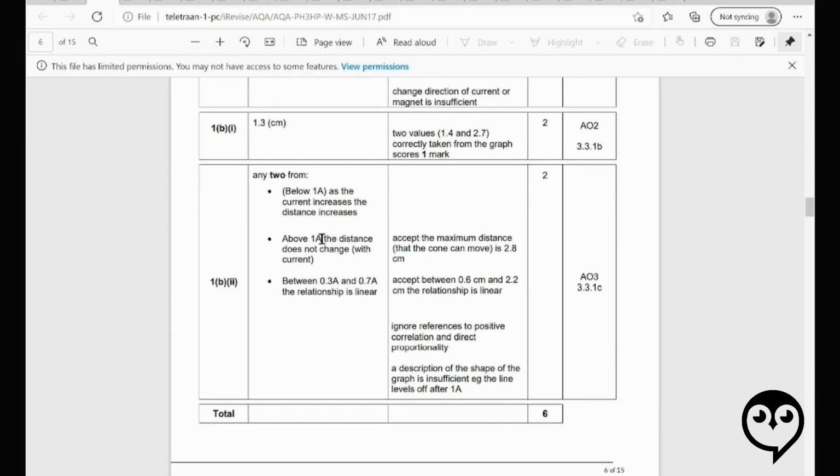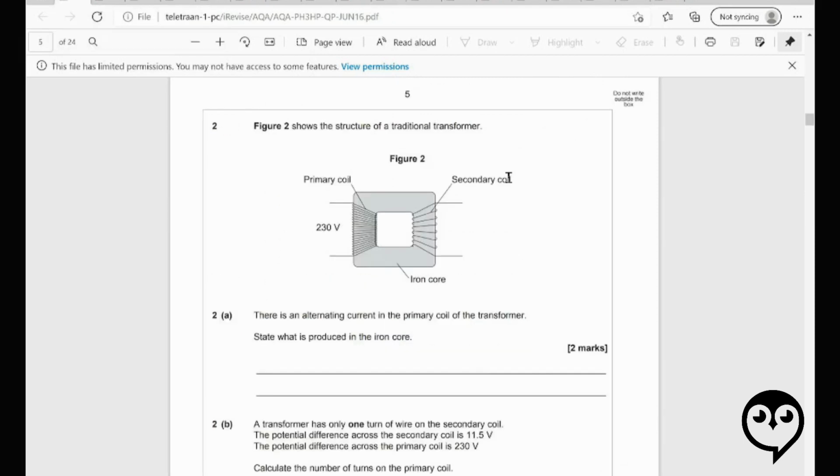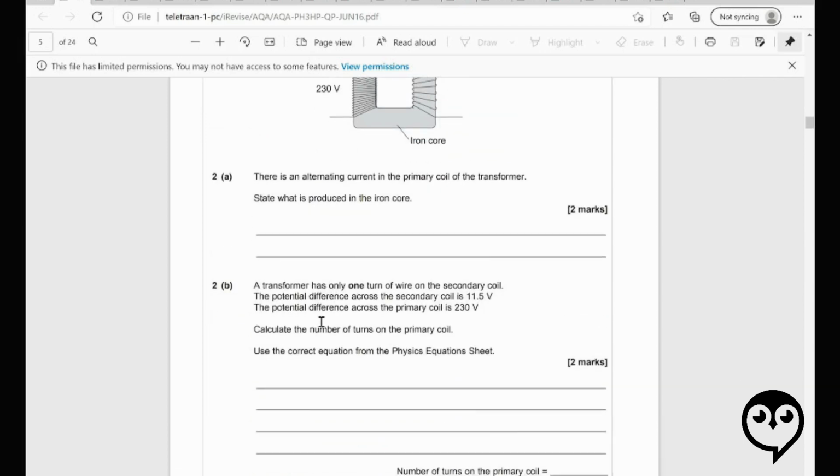So anything else you might want to reference there, pause and take a look at what else there's left. This is a June 2016 paper 3. Again, we'll do a few transformer questions. There's an alternating current. State what is produced in the iron core. It's an alternating magnetic field. That's what's happening in the iron core. An alternating magnetic field is being produced.